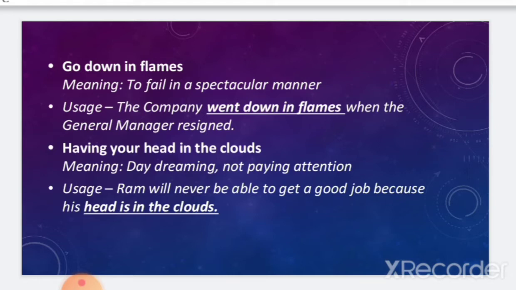And its usage is: the company went down in flames when the general manager resigned. Next idiom is having your head in the clouds, meaning daydreaming or not paying attention. Usage: Ram will never be able to get a good job because his head is in the clouds.